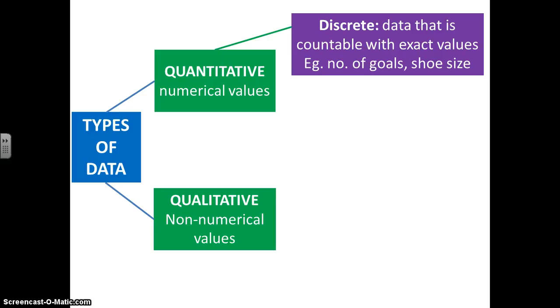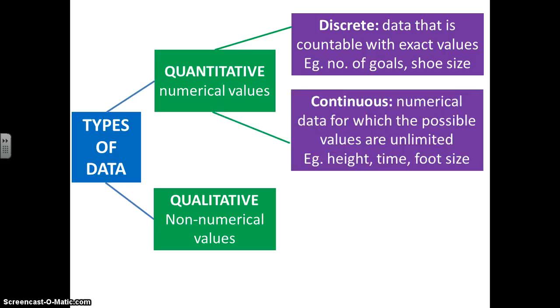So if you're playing soccer, maybe the number of goals that were scored in a game. Or if you're going to the shoe shop, the shoe sizes, because they're definite numbers. Continuous numerical data is when you've got lots and lots of possibilities.